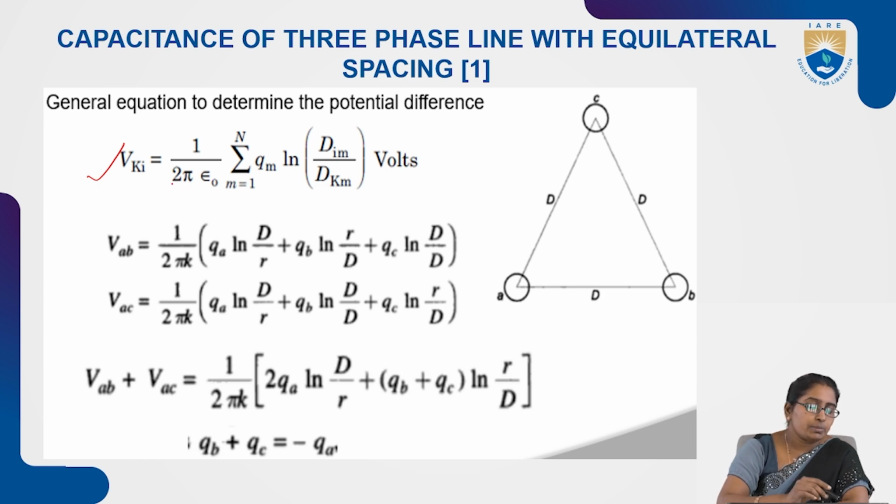Then the potential difference between the ith and kth conductor is given due to all charges present in that group, which has conductors from 1 up to capital N. This is the expression for the potential difference between the ith and kth conductors: 1 by 2 pi epsilon, sigma of Qm, where m varies from 1 to capital N, log of Dim by Dkm, in volts.